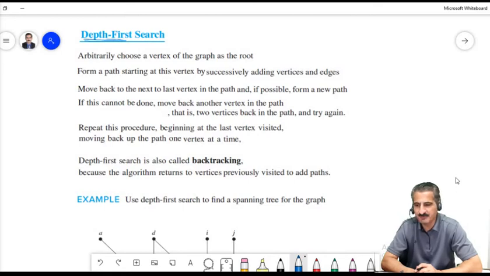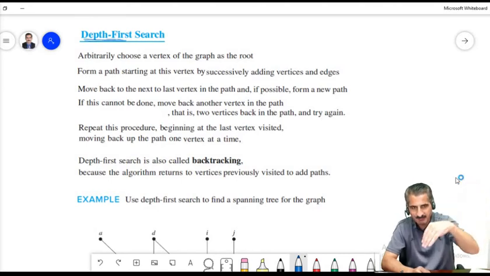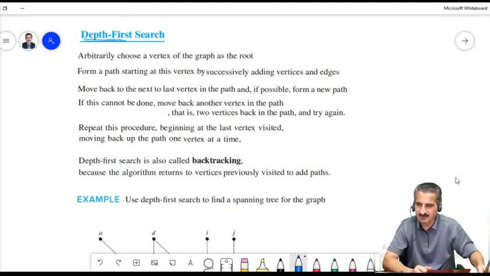From the meaning you can guess that we keep going to the depth somewhere, and then when we are done, we go up, and then we go depth, kind of. Let's see. So depth first search, it says choose an arbitrary vertex in the graph. So start with any vertex. Form a path starting from that vertex.